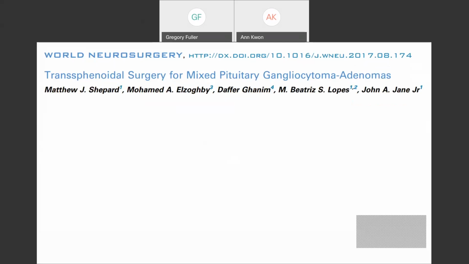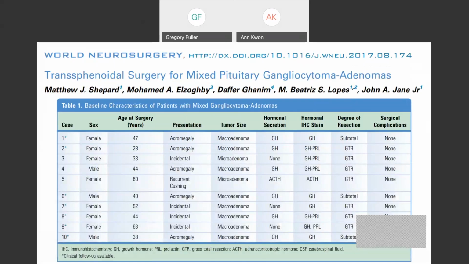All right, this is a paper that I want to highlight. This is University of Virginia. The pathologist in the room will recognize B. Lopez. And then there's John Jane at the end. Transsphenoidal surgery for mixed pituitary gangliocytoma adenoma. This is at one institution, 10 cases. That's a fantastic series. Scott Vandenberg used to be at Virginia, had the huge program there. Let's see, okay, the 10 cases.